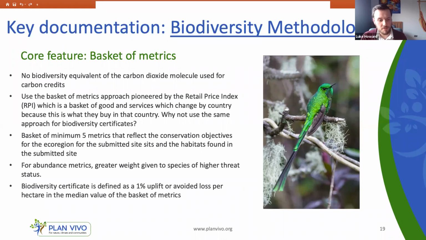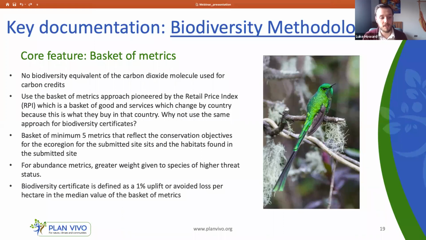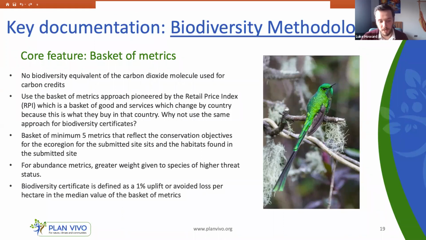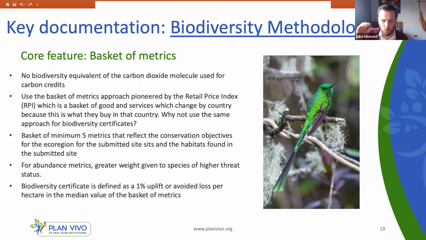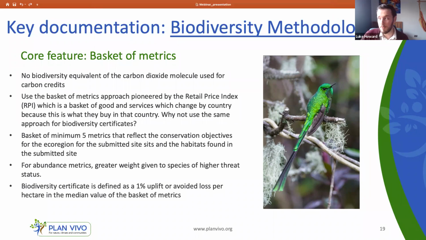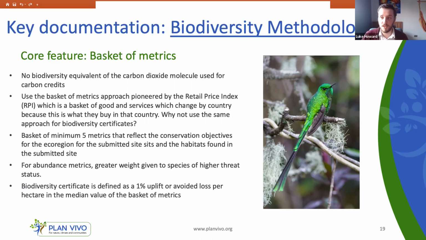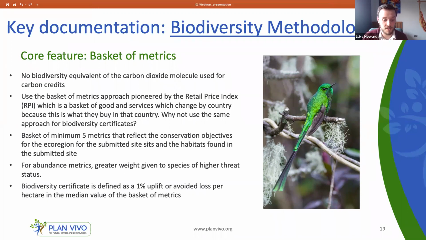And a biodiversity certificate within this methodology is defined as a 1% uplift or avoided loss per hectare in the median value of the basket of metrics. So taking the median value helps prevent a project just focusing on one metric alone to help increase the number of biodiversity certificates that they can generate. And the per hectare approach allows this to be scaled across larger projects. So if a project works across greater areas, then they would generate more biodiversity certificates for any percentage increase or avoided loss in the biodiversity levels.